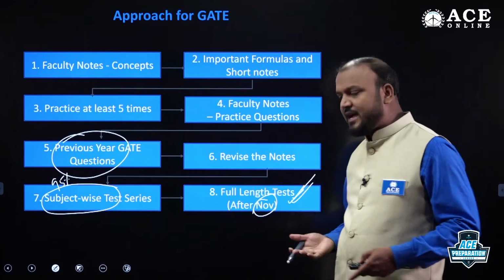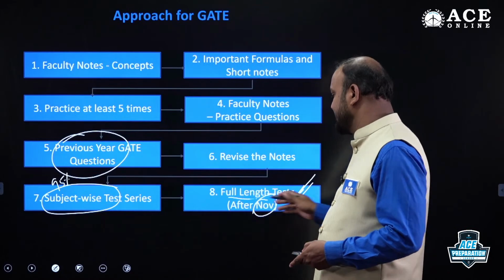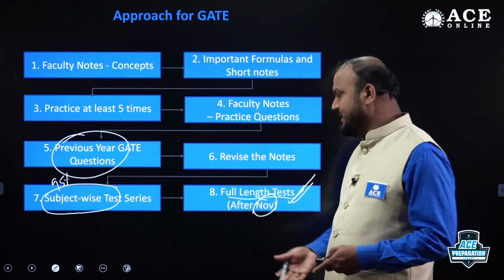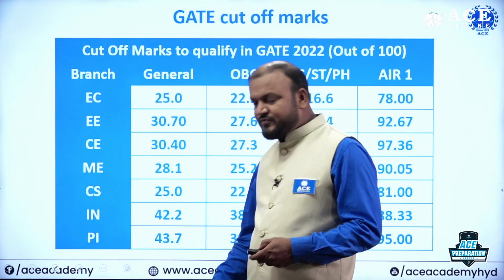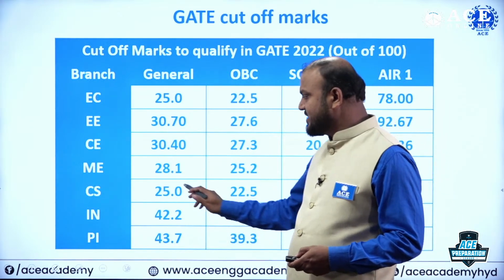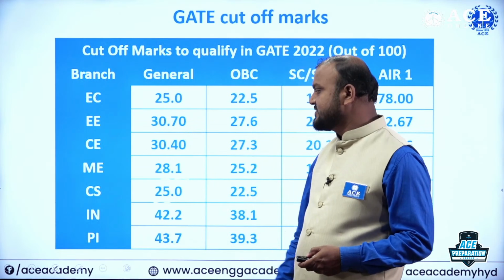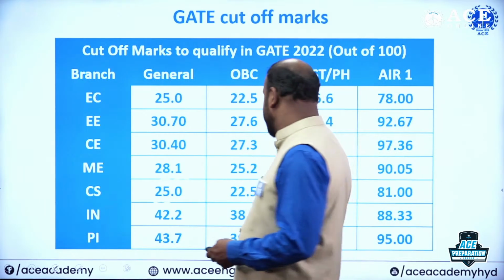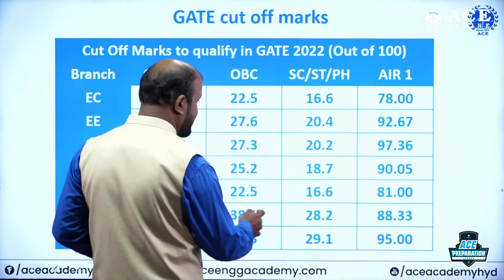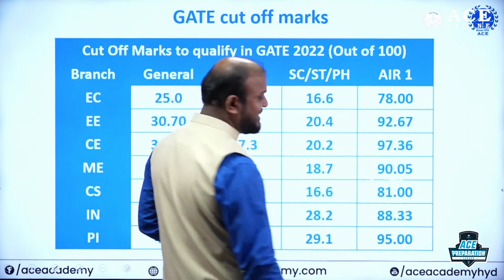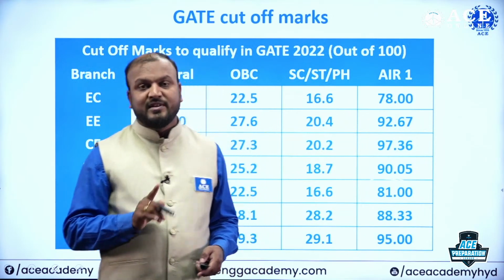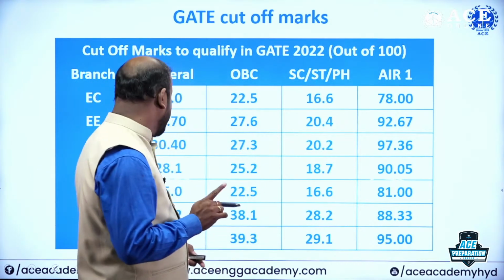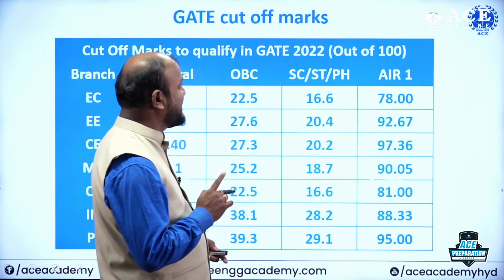And as you know, ACE test series gives full length mock tests, so write as many mock tests as possible. And you know the cutoff marks for the GATE examination. When I am talking about computer science, the cutoff marks for the general category is 25. And see, the highest marks for computer science this year is 81 marks only. Previously in 2021 it was 86 marks, now in 2022 it is 81 marks.